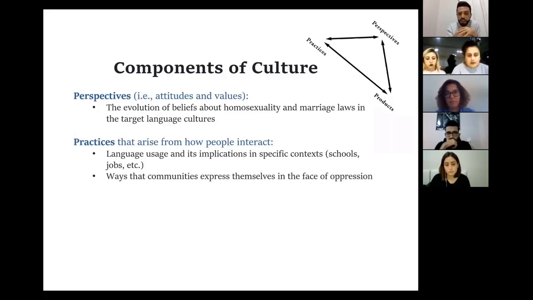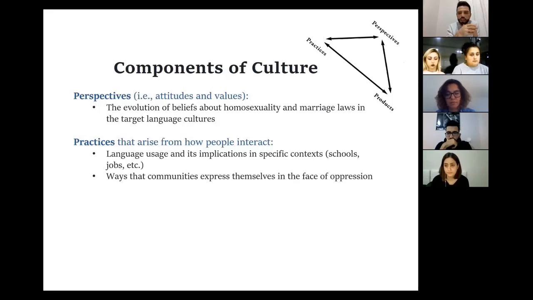And the ways that communities express themselves in the face of oppression. That's very important, oppression. If you come from a society that has problems regarding certain issues, and you go into a society that doesn't have these kinds of problems, you are very likely to face some kind of oppression, or even within that target community, you might be the one who is oppressed because of your ideas or beliefs or whatever cultural luggage you have.